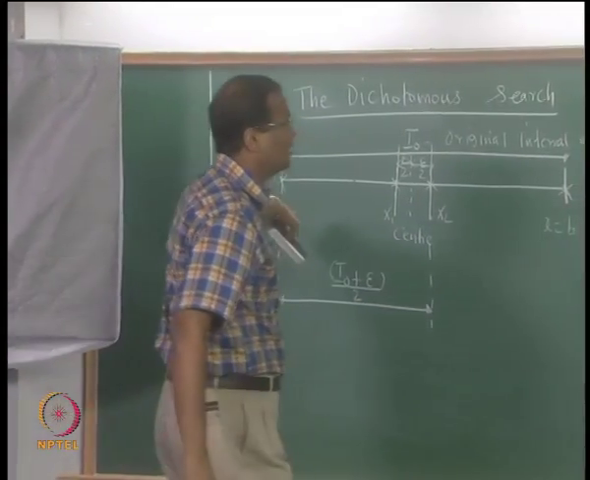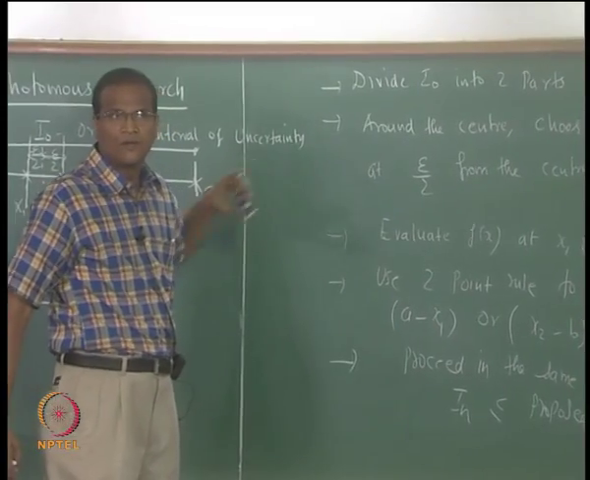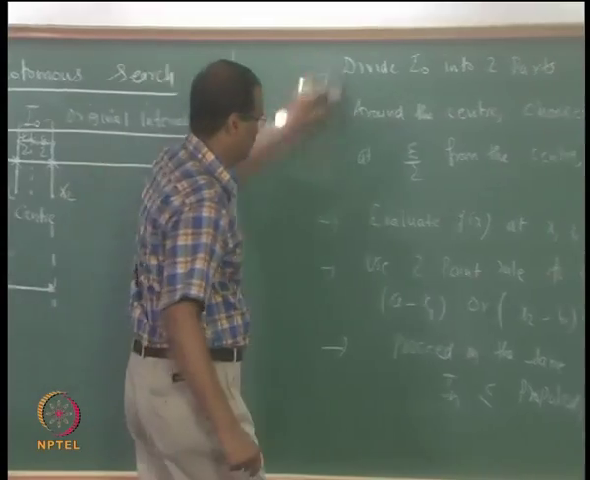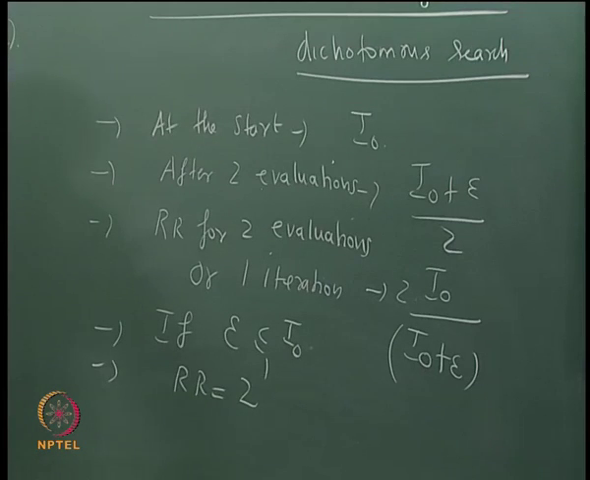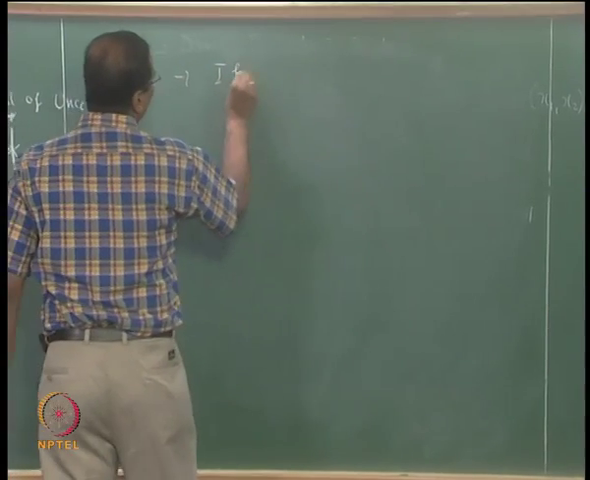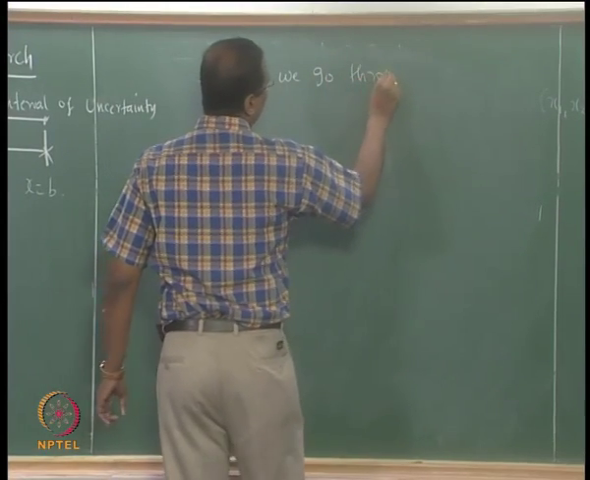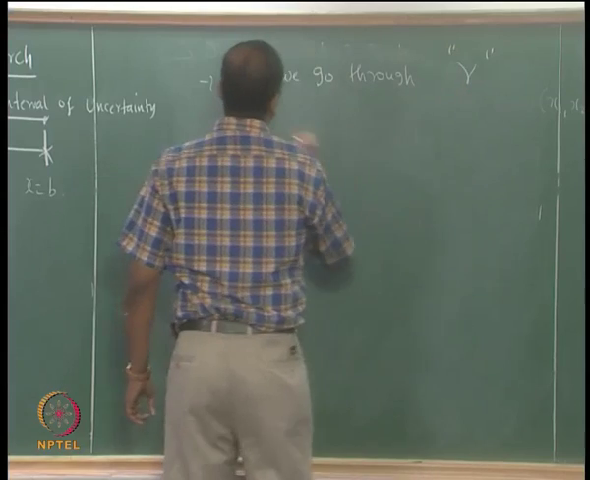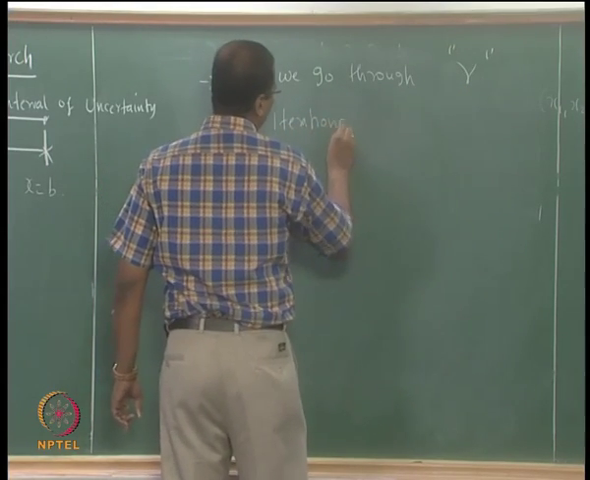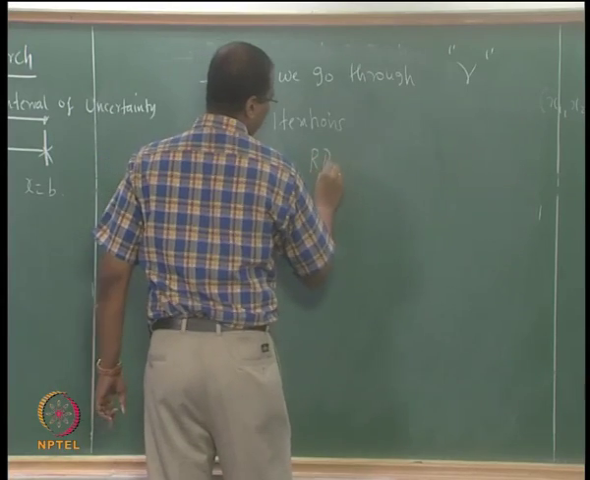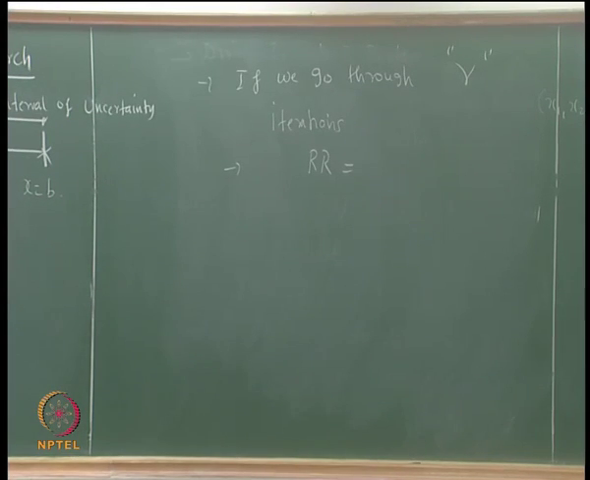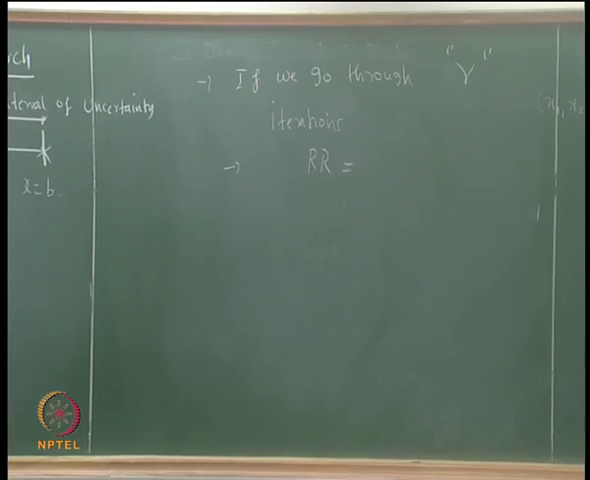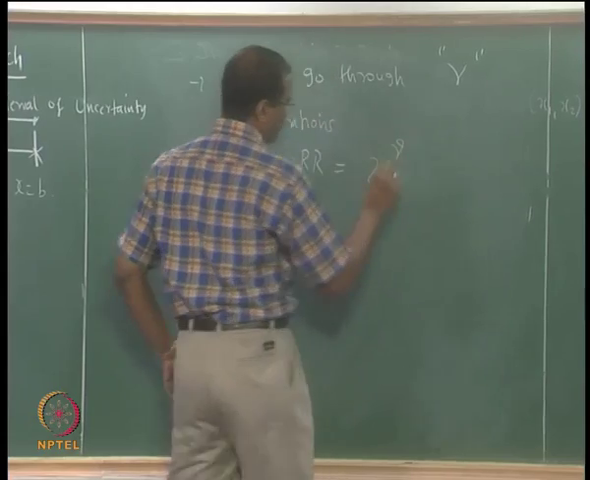Now I want to retain this, so shall I erase this portion of the board? Is everybody through with this? If we go through r iterations, if we go through one step, it is 2 to the power of 1. If we go through r steps, the reduction ratio is 2 to the power of r, not gamma.